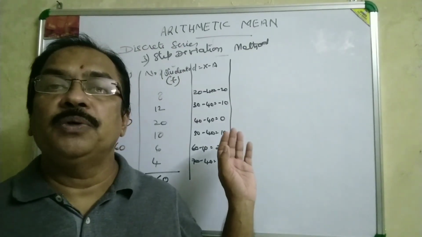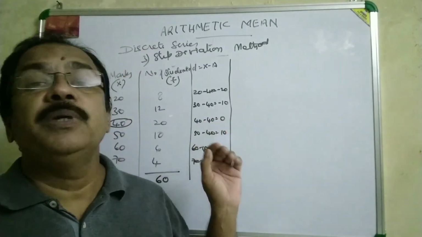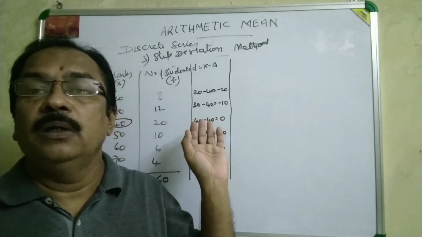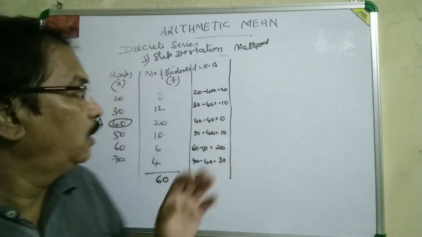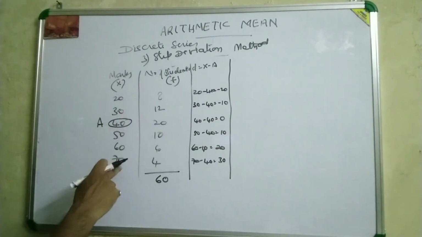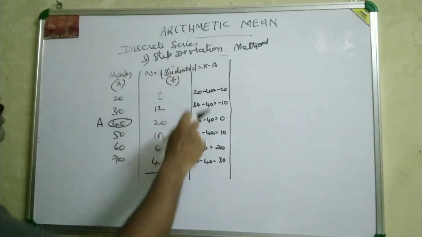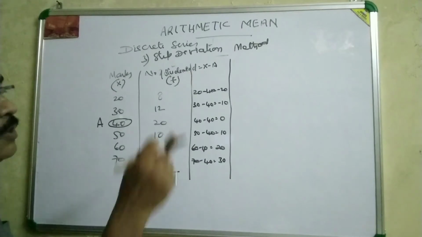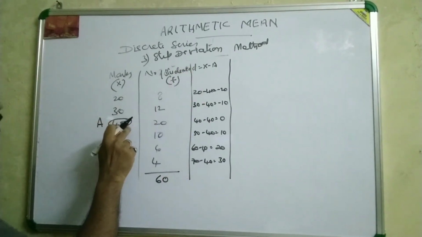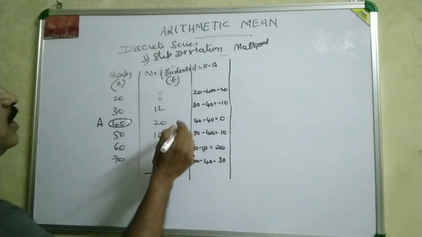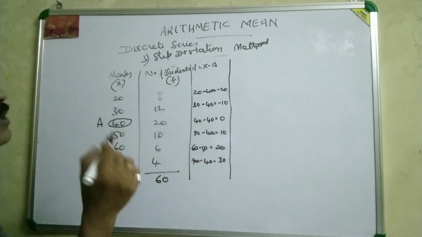Now I will tell you how to calculate arithmetic mean by step deviation method. Here I am taking the same question we used in the previous solution. So here marks of students are given and number of students, frequency, is given. We have calculated d. Assumed mean we are taking from x and we are using the formula d is equal to x minus a, and this is how we calculated d in every case.